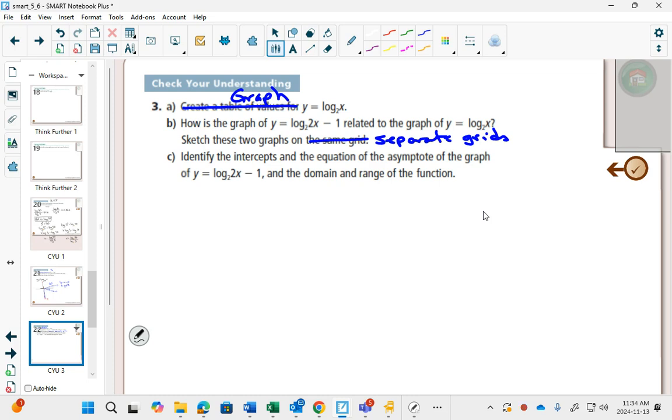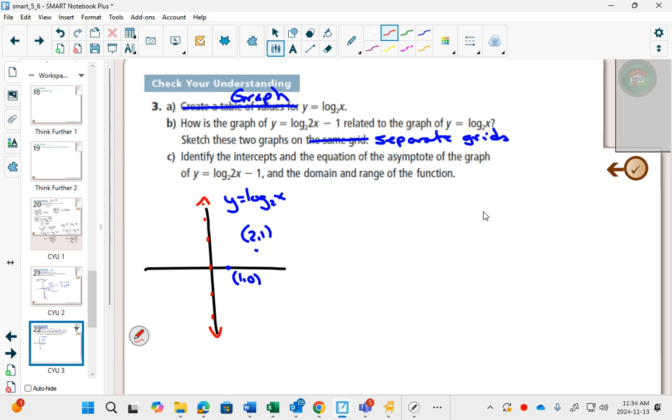Again, we're not going to create a table of values. We're just going to graph y equals log 2 of x. Okay? And then we're going to graph this one with transformations. So, on the left here, I'm going to graph y equals log base 2 of x.